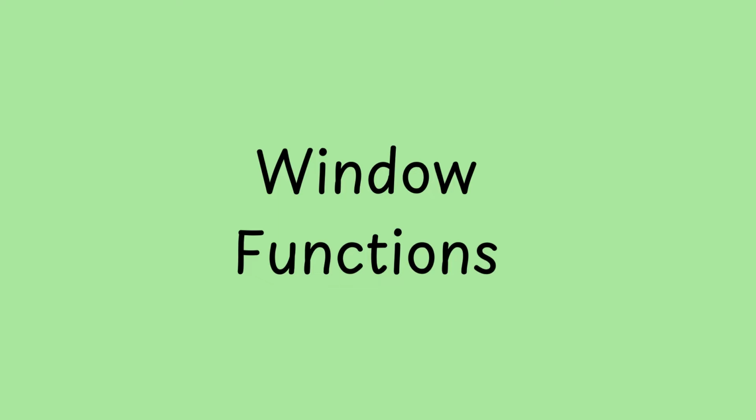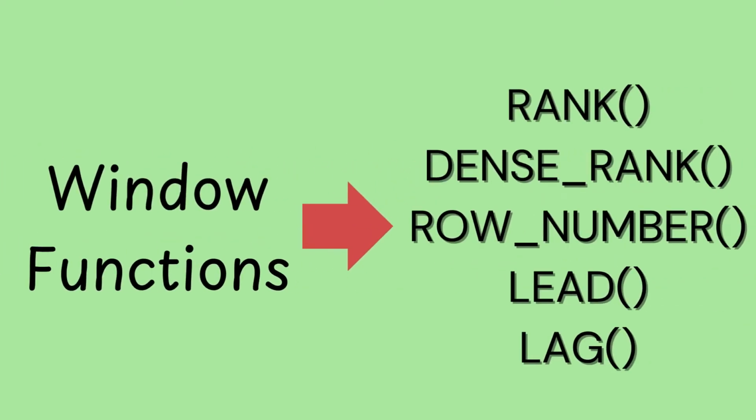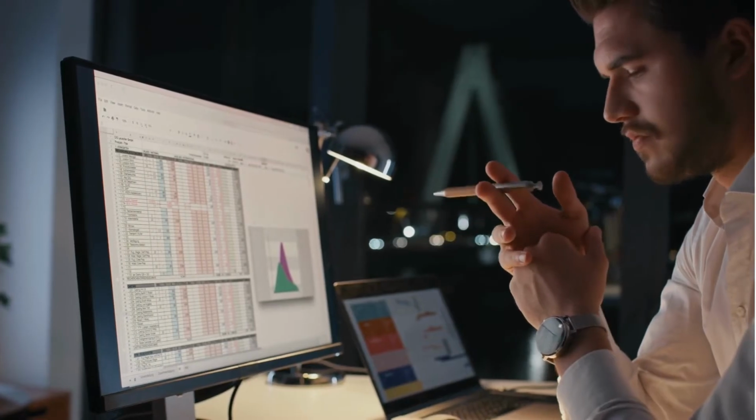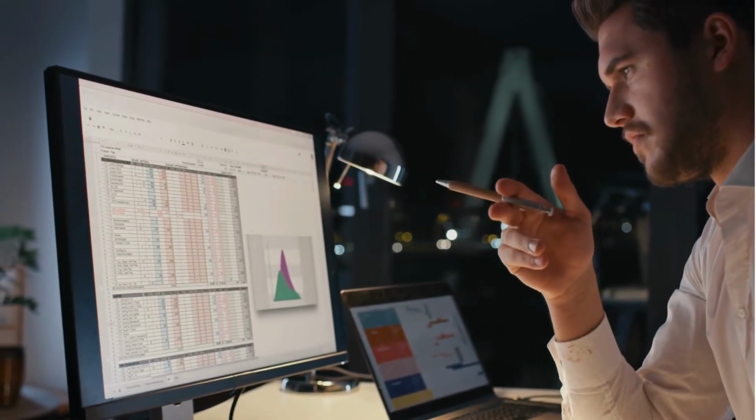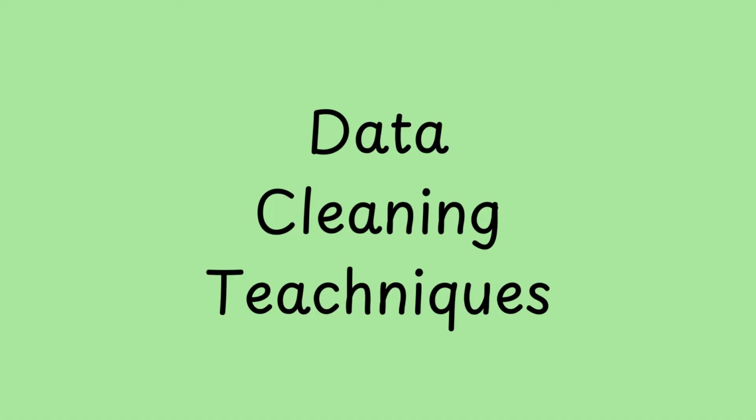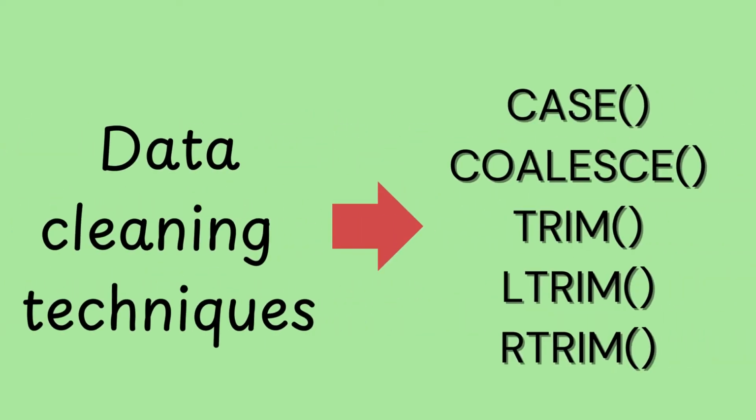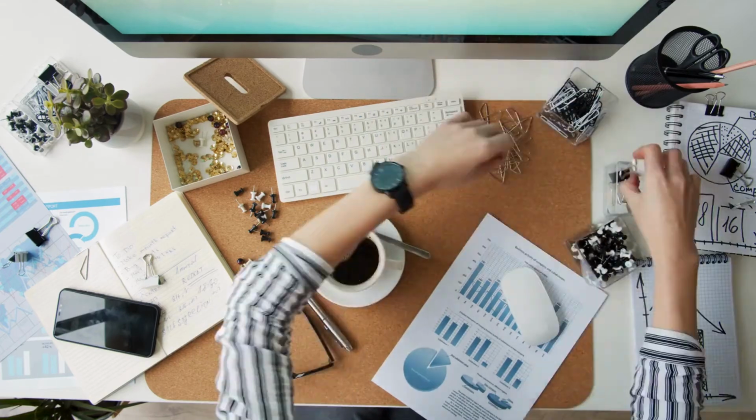Next we have window functions. You can use window functions like rank, dense rank, row number, lead, and lag. These are advanced functions that allow you to do more sophisticated analysis like calculating running totals or comparing data points. Next we have some data cleaning techniques. You can use techniques like case, coalesce, and trim functions. These are essential for cleaning messy data and preparing it for analysis.